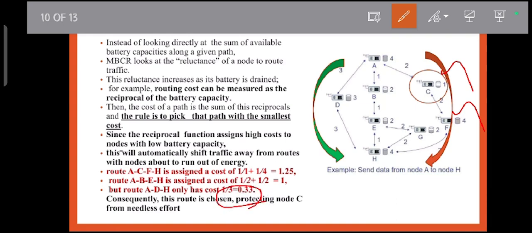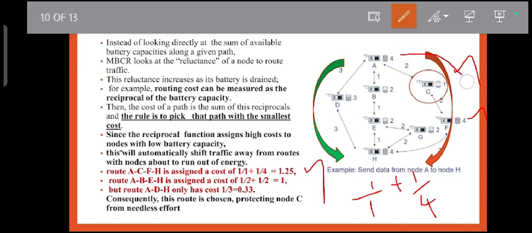I can explain with the help of three different paths. We have the connection A, C, F, H. For A, C, F and H, the battery percentage of C is 1. The minimum reluctance path can be calculated with the reciprocal of the battery percentage. So here 1 by 1 plus 1 by 4 is equal to 1.25. For this path, we get the value 1.25.